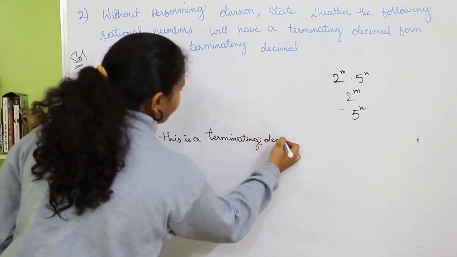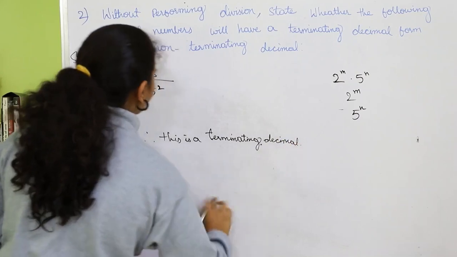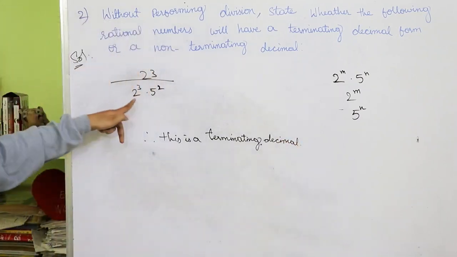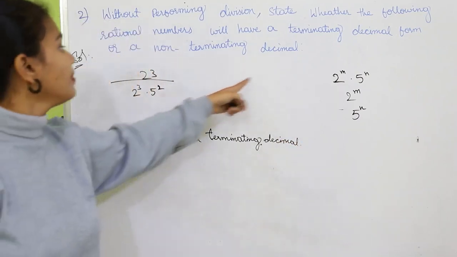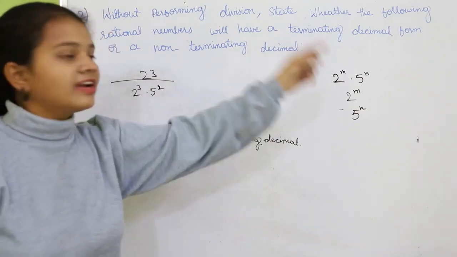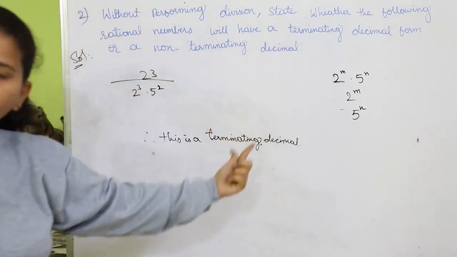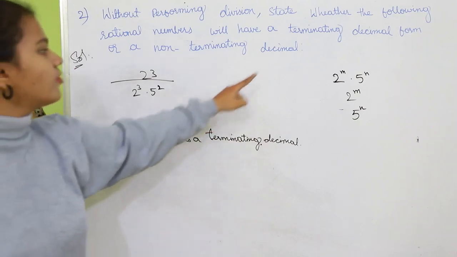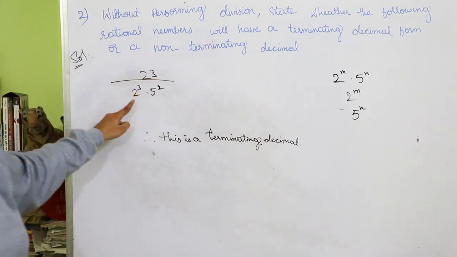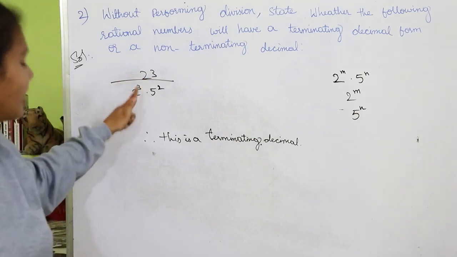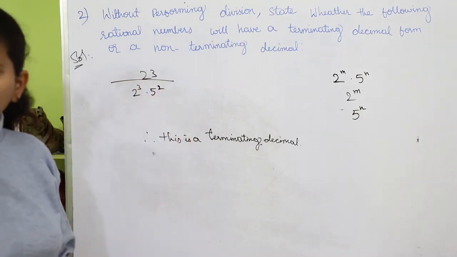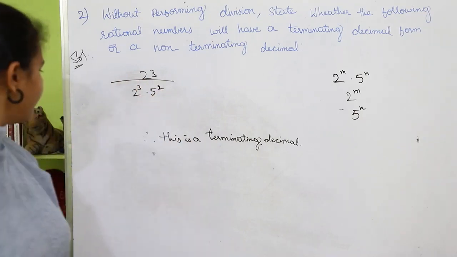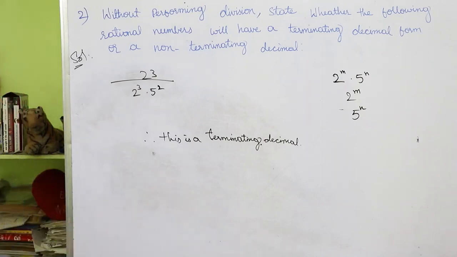So if you wanted to write in examination, you can write like here. The denominator itself shows that this denominator is in the form of 2 power m into 5 power n. You know, make a note like this. The denominator is in the form of 2 power m into 5 power n, where the denominator over here is 2 power 3 into 5 power 2. So therefore this will become a terminating decimal. Okay, like that. Clear?